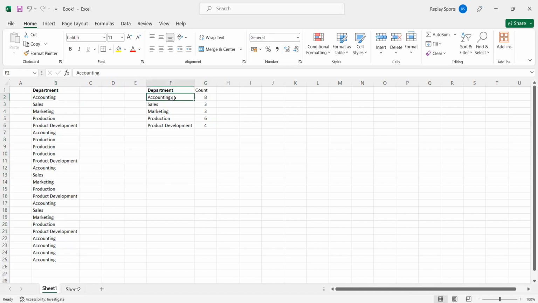Now I can draw something like this. This is called count. Then you have something called relative frequency.